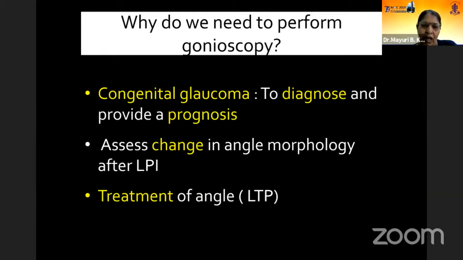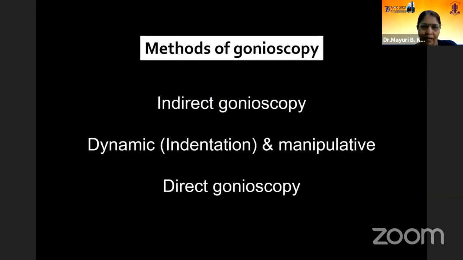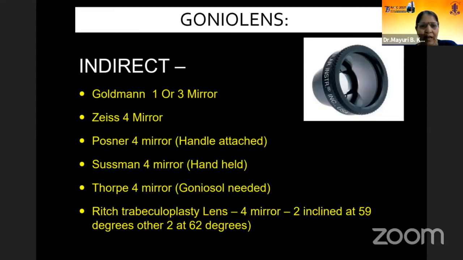It is also helpful in the assessment of the change in the angle morphology after LPI, and one should be a master of it if he wants to do the laser trabeculoplasty. Various methods are there, indirect and direct gonioscopy, and indirect can again be modified into the indentation or dynamic gonioscopy and the manipulative gonioscopy. Various direct and indirect gonio lenses are available.